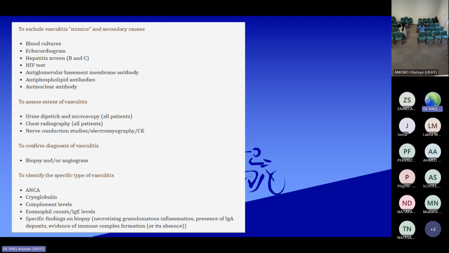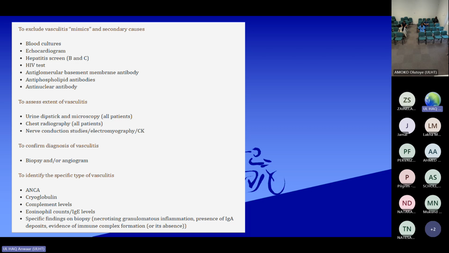Eosinophil count and IgE levels: the eosinophil count is much higher in Churg-Strauss syndrome, previously called that and the new name is EGPA, and IgE levels. We can also request IgA levels in Henoch-Schönlein purpura. And then there are some specific biopsy findings, like when the patient comes with a nasal perforation, we request a nasal biopsy to see if there is necrotizing granulomatous inflammation, which is very specific for GPA, or the presence of IgA deposits and complement fixation deposits for the renal involvement and for infection and SLE.